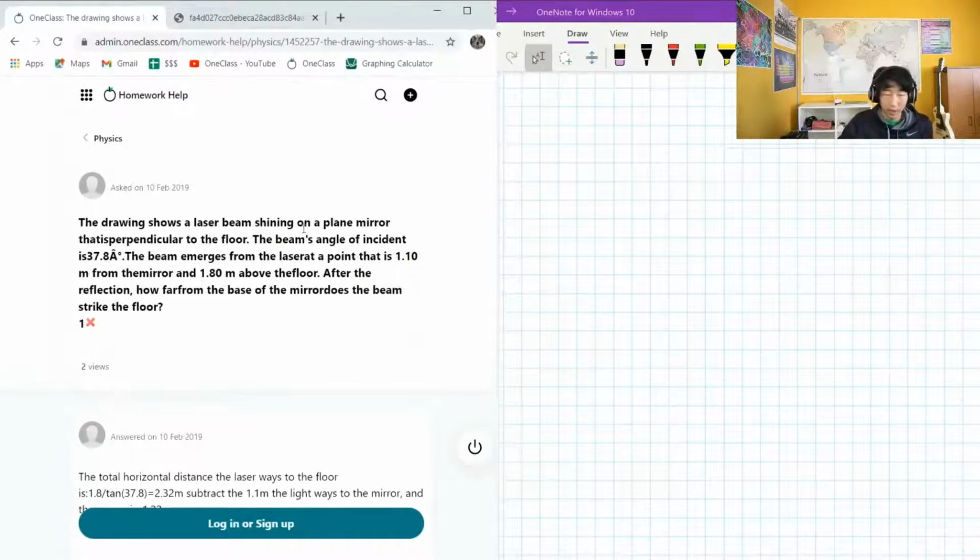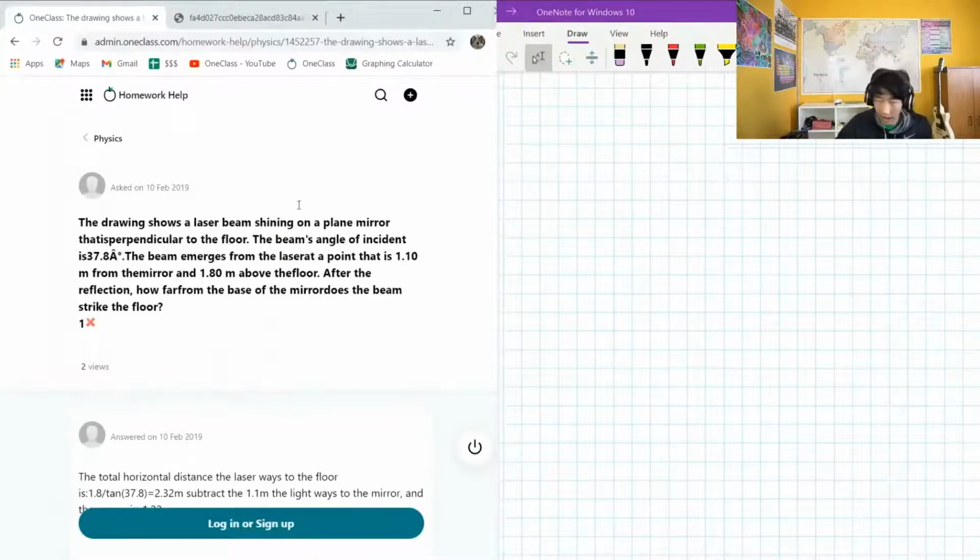Okay, so here we have the next question that we have on the menu today, and it is asking us about the drawing. Well, we don't have the drawing, so we're going to have to imagine based on this information. The drawing shows a laser beam shining on a plane mirror that is perpendicular to the floor. Let's actually draw this as we read this so we can keep in mind what is going on.